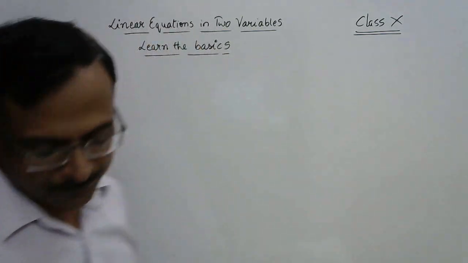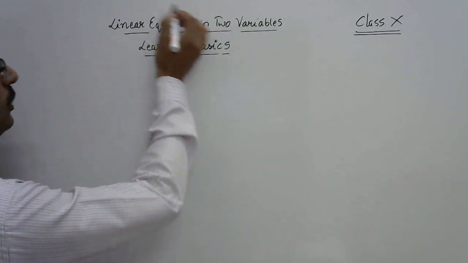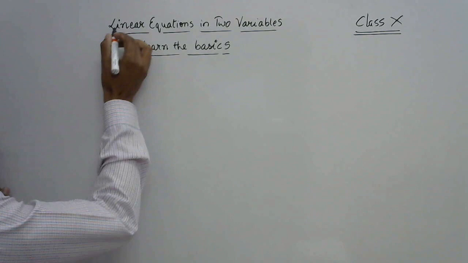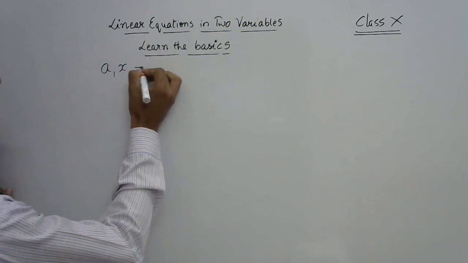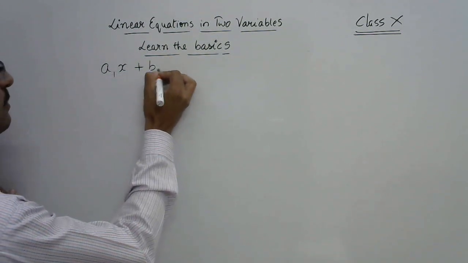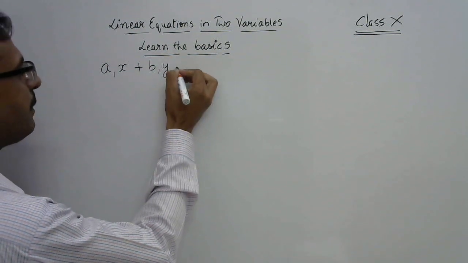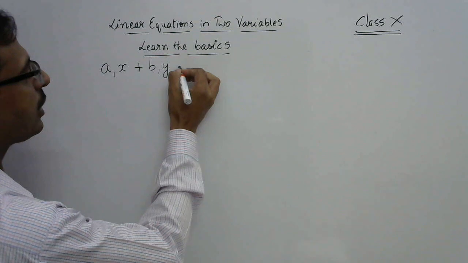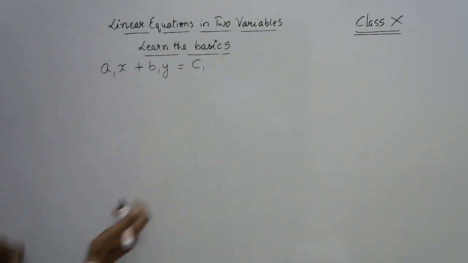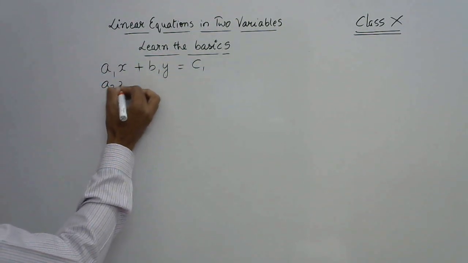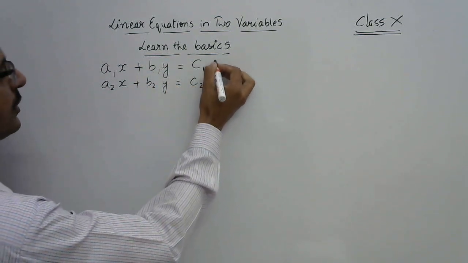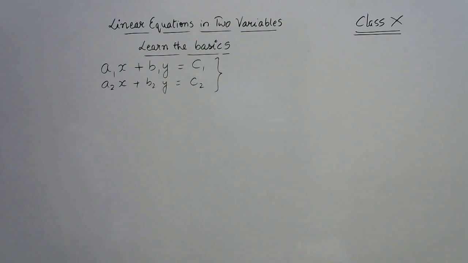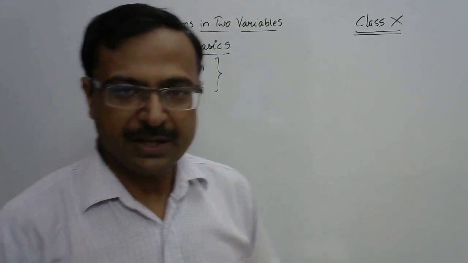Two variables. Whenever we talk of a linear equation, it is an equation in two variables which has degree 1. So a1x plus b1y plus c1 equal to 0, or equal to c1, doesn't matter. And the second equation, a2x plus b2y equal to c2. Now this is a pair of linear equations in two variables. Why do we call it a pair of simultaneous equations?